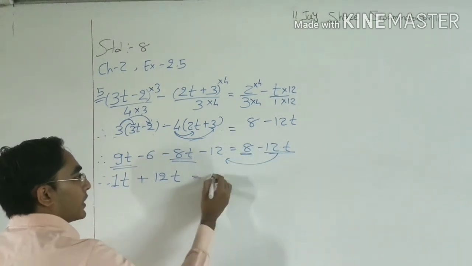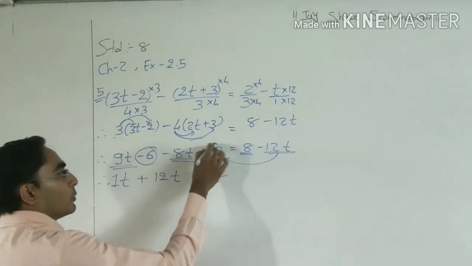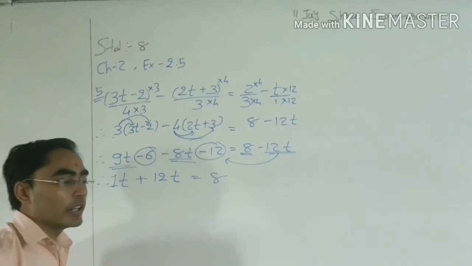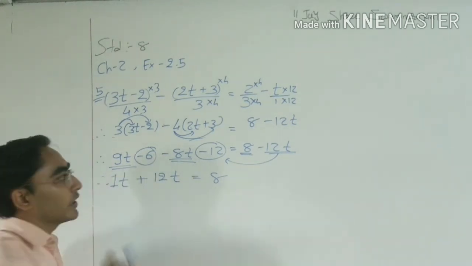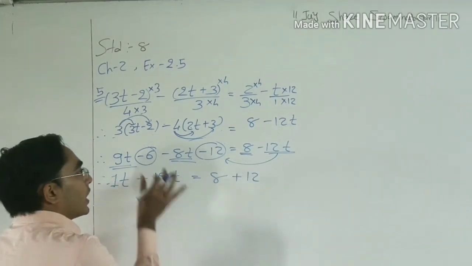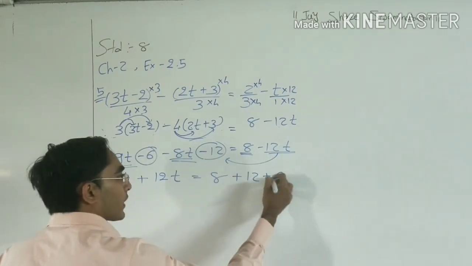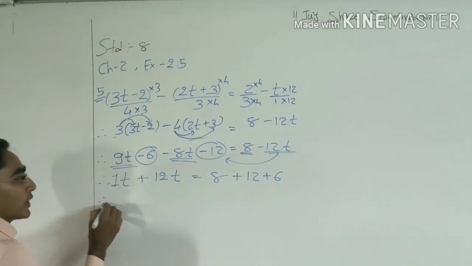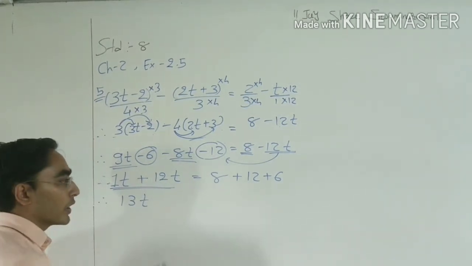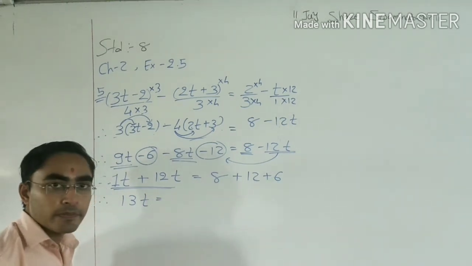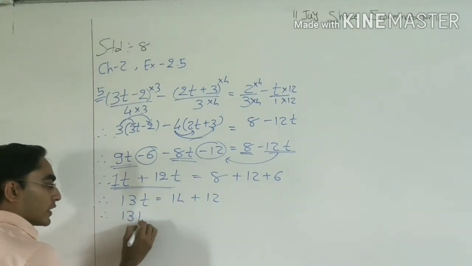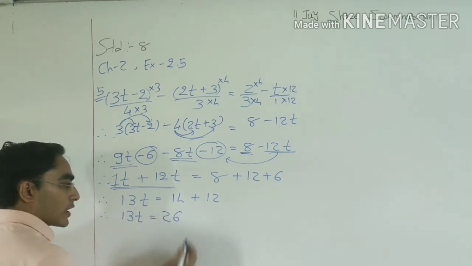Now here we have two numerical terms on the left hand side, so we need to transfer both these terms to the right hand side, because we want our numerical terms on the right hand side. If we transfer this minus 12 to the right hand side, it becomes plus 12. And if we transfer this minus 6 to the right hand side, it becomes plus 6. Now here 12 plus 1, 13t. Here 8 plus 6, 14 plus 12.